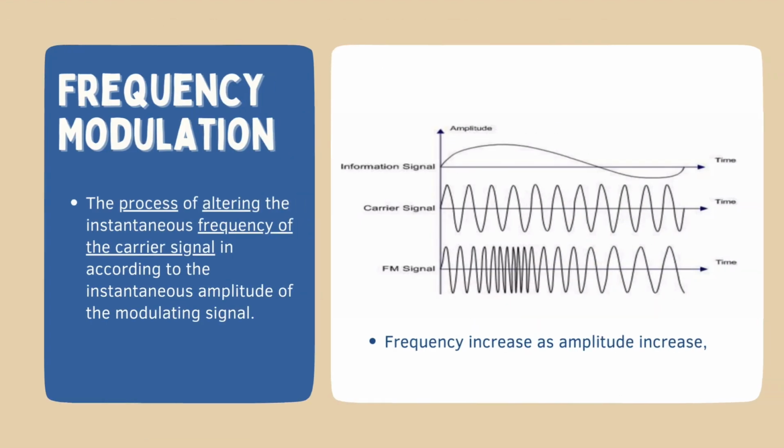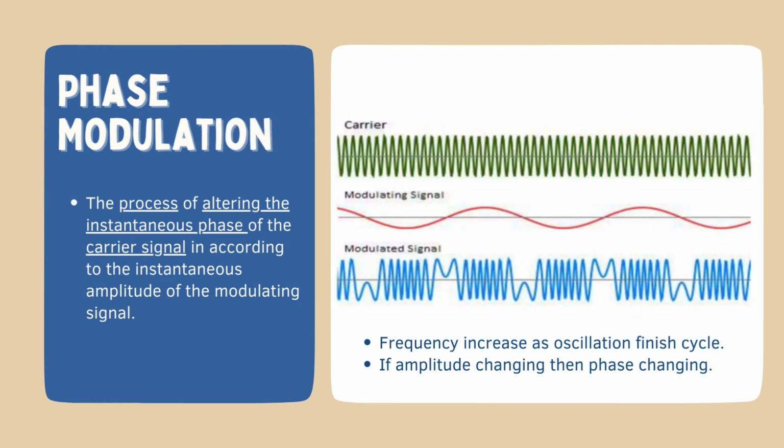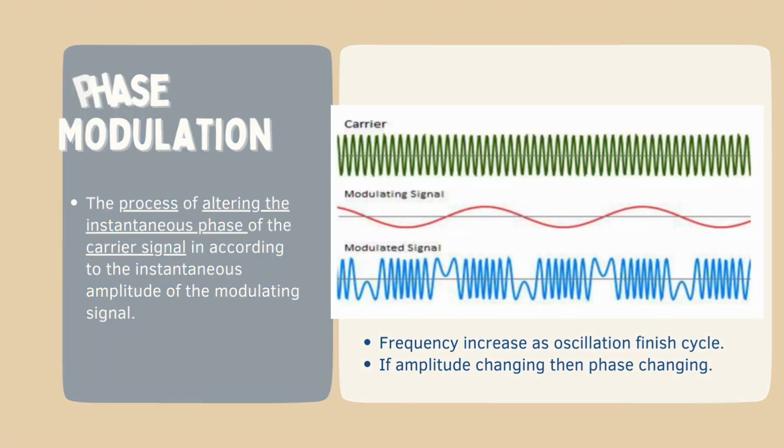Next, frequency modulation. It is the process of sending carrier signal after modifying its frequency based on amplitude of modulating signal. The frequency changes as amplitude changes. Last technique of analog modulation is phase modulation. It refers to the process of sending carrier signal after modifying its phase based on amplitude of modulating signal. The phase changes as amplitude changes.